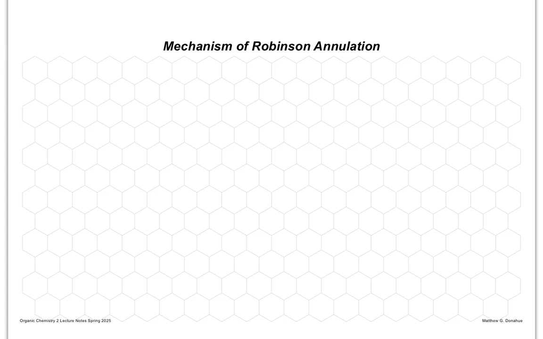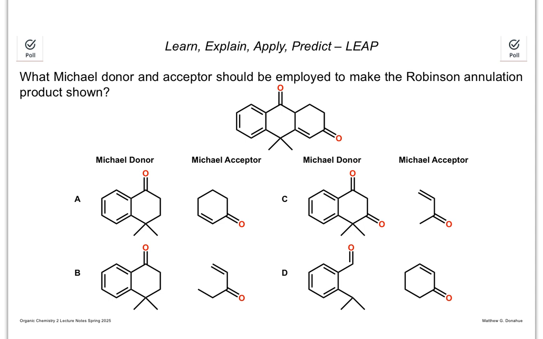I got a slide for it, but I kind of already did it. So take a look at that target. And then for each choice, you have a donor and an acceptor. So what donor and acceptor will get us to that target? C.